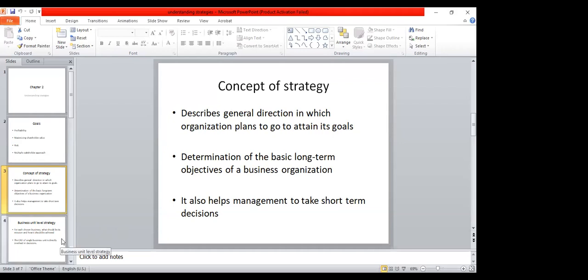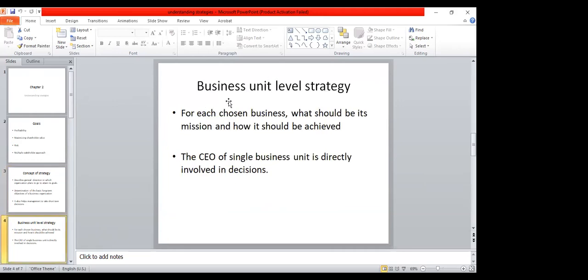Now let us understand from the business point of view, business unit level strategy. What is the business unit level strategy? For each chosen business, what should be its mission and how it should be achieved? You might have seen every company has its vision and mission. You name any company, whether it is an education institute, college, corporate, or even a hospital, they have their vision and mission.